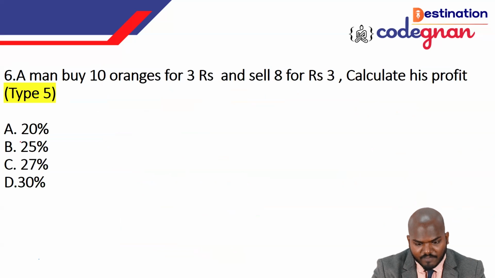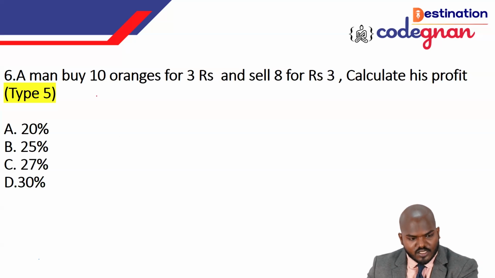This is also type 5 here. A man buys 10 oranges for 3 rupees and sells 8 oranges for 3 rupees. Now calculate the profit percentage. You just want to calculate the profit percentage here.